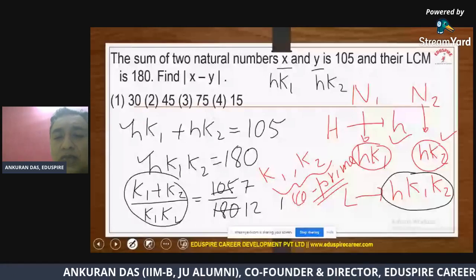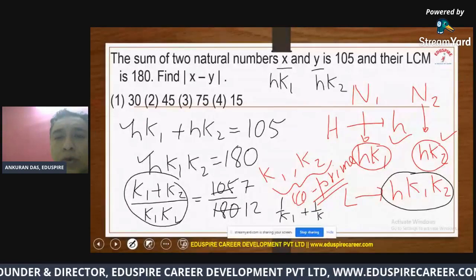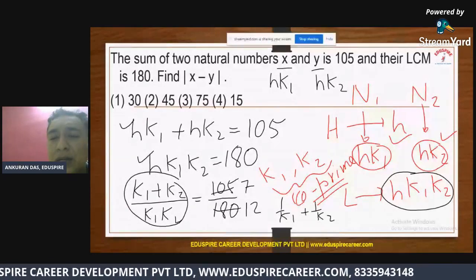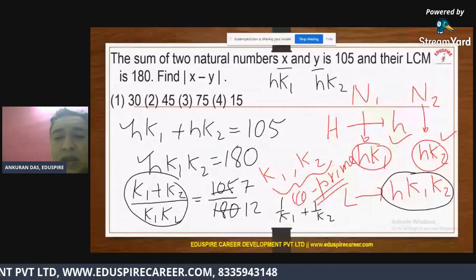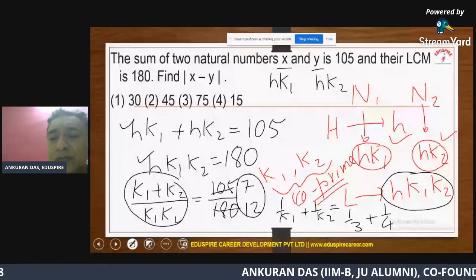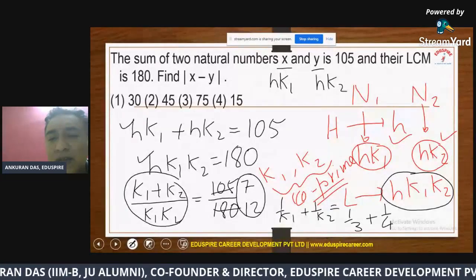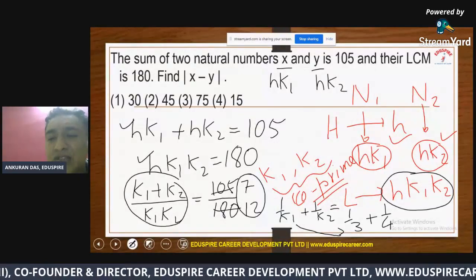All right, while if you look at the right hand side, 7 by 12 can be written as 1 by 3 plus 1 by 4, isn't it? So I'm kind of applying an intuitive method. So we can definitely consider K1 as 3 and K2 as 4.